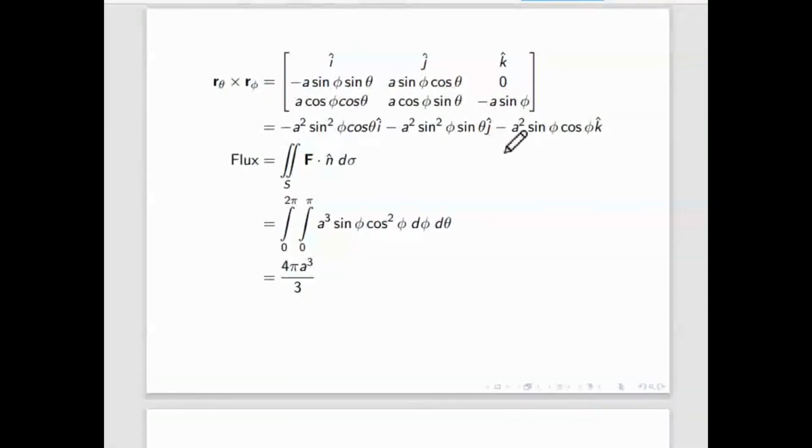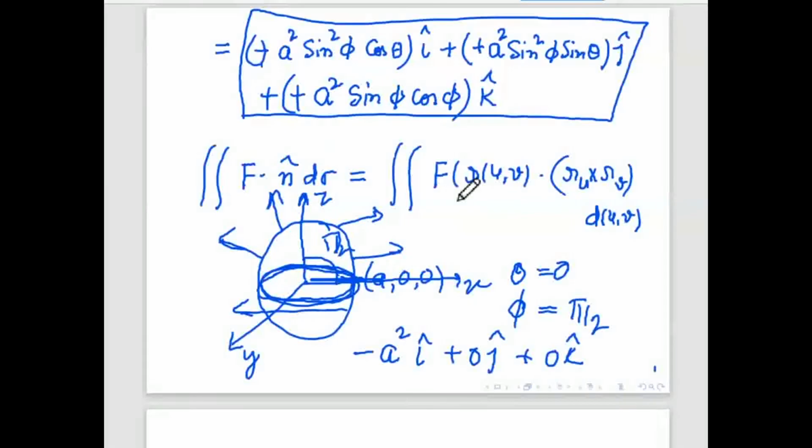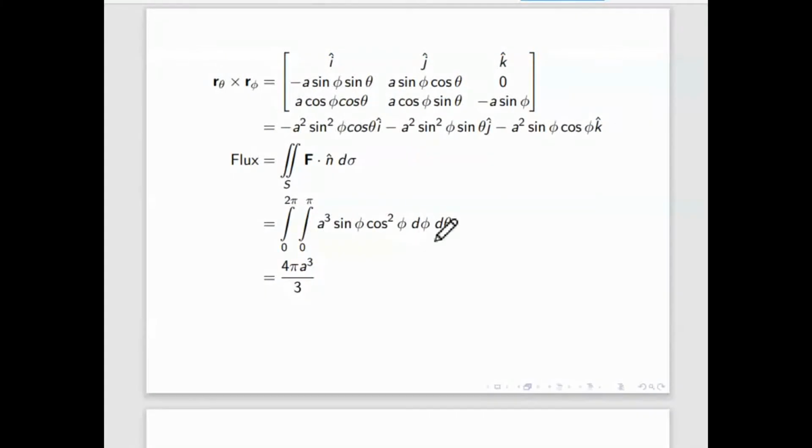So this minus we will not take, we'll take this plus symbol, and then f dot n d sigma will be the value of the function. This dot product, if you take it with this positive sign, you will get this one, and then apply the limits of d phi and d theta. Phi is from 0 to pi and theta is from 0 to 2 pi. And after the integration, you will get the value 4 pi a cube by 3.